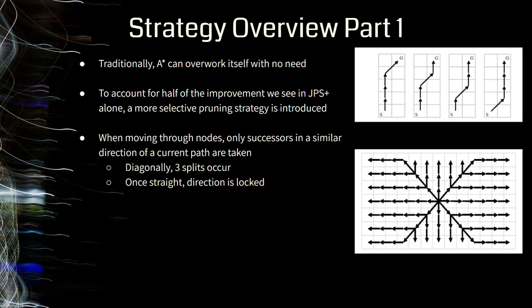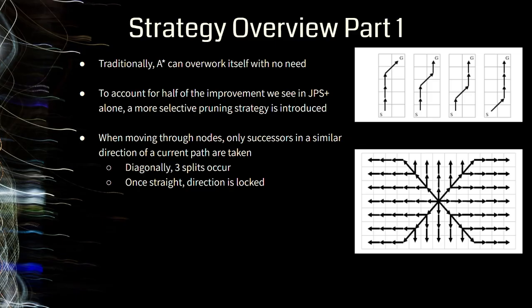So for the strategy overview, traditionally A star can overwork itself with no need. If you look at the graph on the right, those are 4 different cases in which the optimal path is the same cost. So A star is going to go through and make all those calculations even though it doesn't need to. It's already found an optimal path.